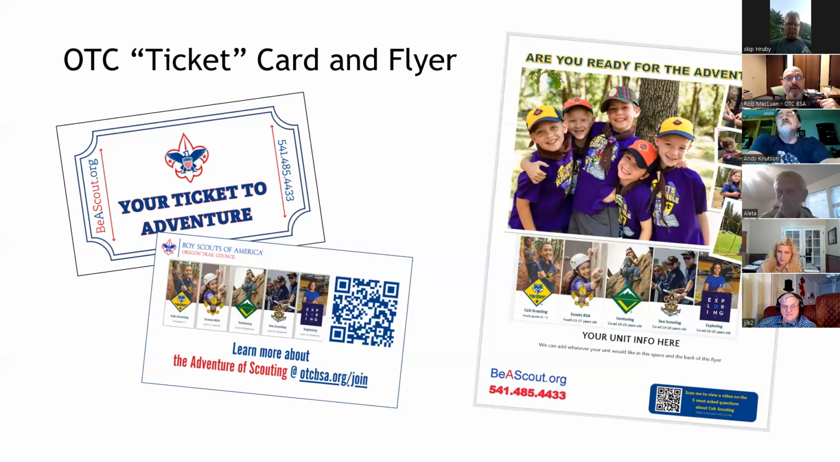All of the information about our programs, costs, how to get to beascout.org, all of that information is right there, including some of those videos and pictures of our folks across programs. So that's a great way to use a QR code in the things that you're doing. You can point it right to your Facebook page, your unit website, whatever is appropriate for you. The flyers and business cards are some of the resources that are available for units as well.